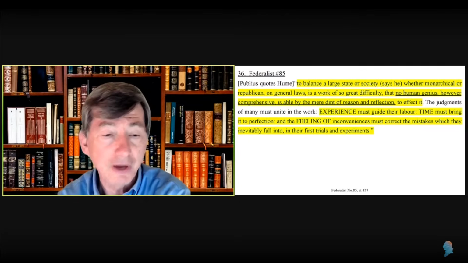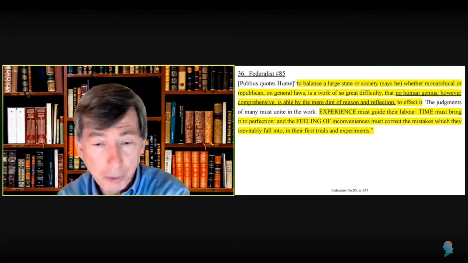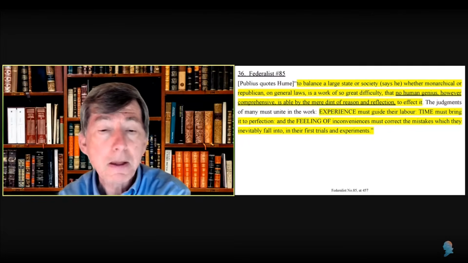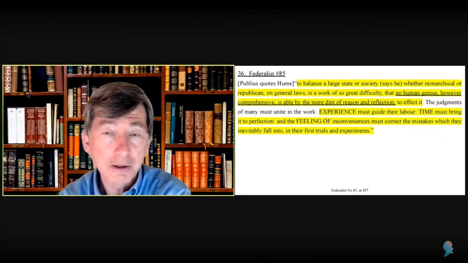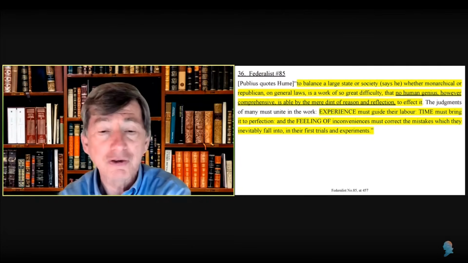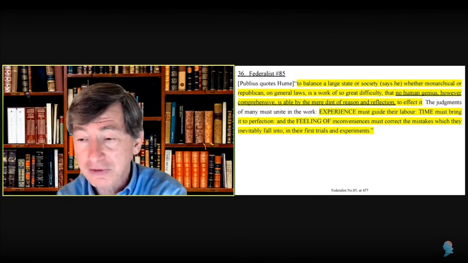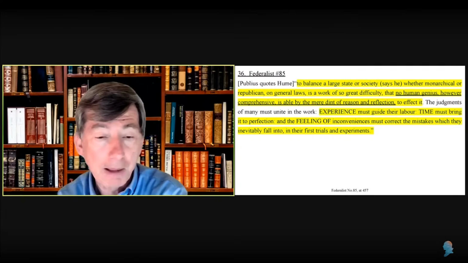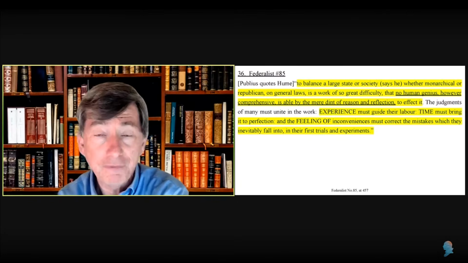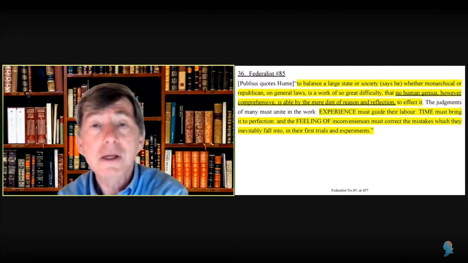Federalist 85, I didn't assign it, but here Publius quotes Hume. Hume was an atheist philosopher from Scotland who was quite famous in the Enlightenment as a critic of the so-called state of nature political philosophers, Hobbes, Locke, and Rousseau. In other words, he was against their rationalism, their theory. To balance a large state or society, says he, whether monarchical or republican, on general laws, is a work of great difficulty. Remember, some of the anti-federalists said just that much. You can't balance this thing.